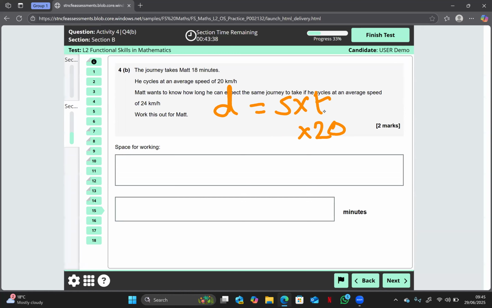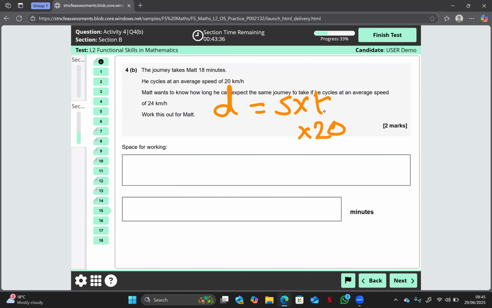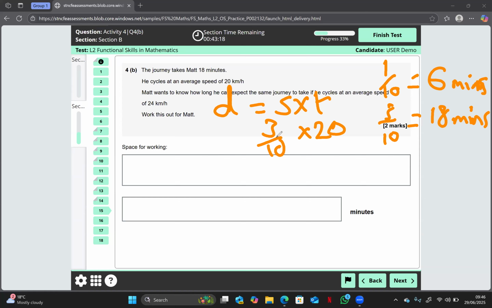3/10. That's 1/10 of an hour. So 1/10 equals 6 minutes, so 3/10 equals 18 minutes. So 3/10 of an hour, multiplied by 20, equals 6 kilometers traveled.